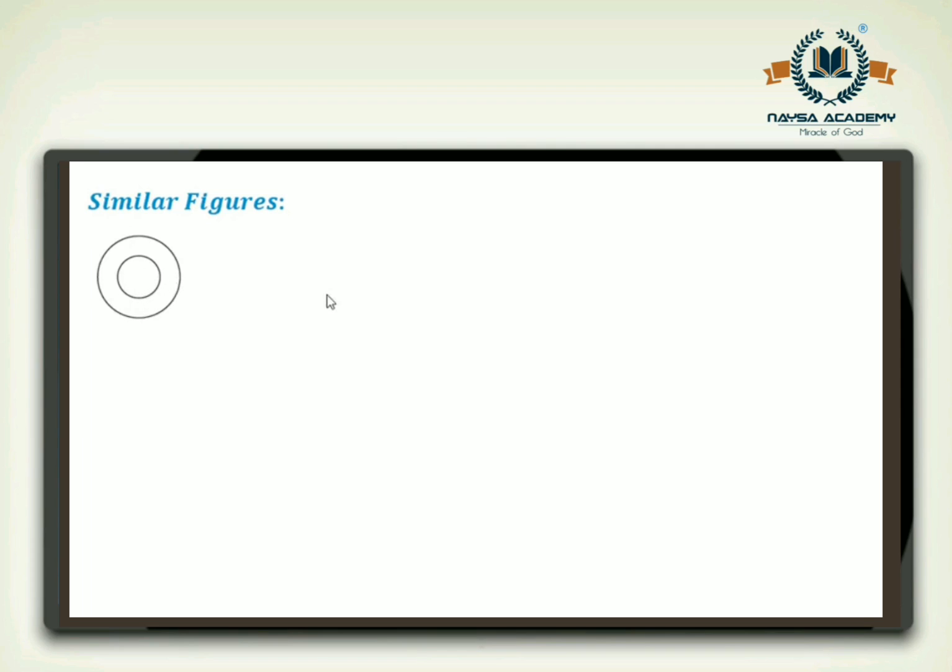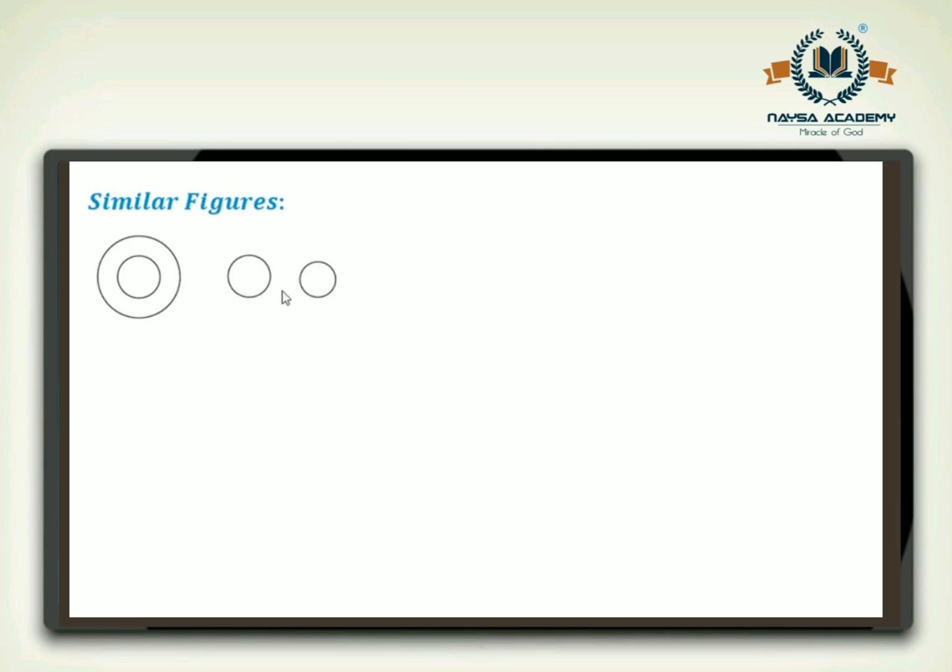In the previous standard we have learned what we mean by congruence. What are congruent figures? Congruent figures are those figures which are similar and their size is also equal. So we say that they are congruent. For similar figures, their size may or may not be equal, but their look is same. So two circles are similar to each other.